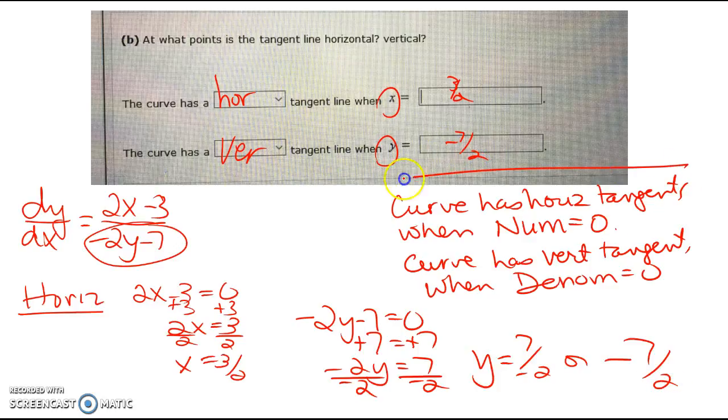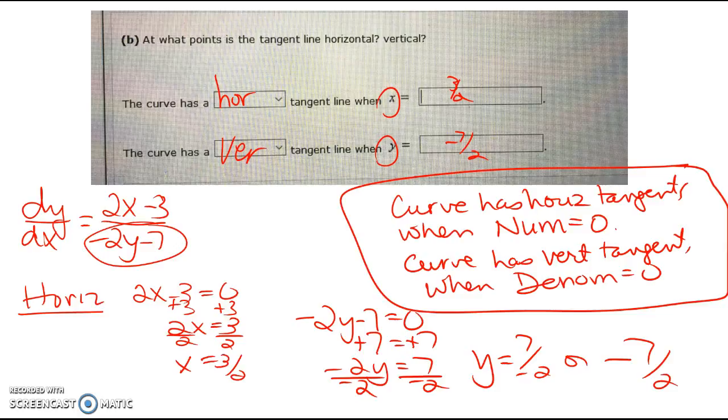So this is key. This is a really good thing we learned this weekend when we were doing those problems. The curve has horizontal tangents when the numerator equals 0. The curve has vertical tangents when the denominator equals 0, right? Because here, slope is 0. Here, slope is undefined. All right? Let's look at the next one.